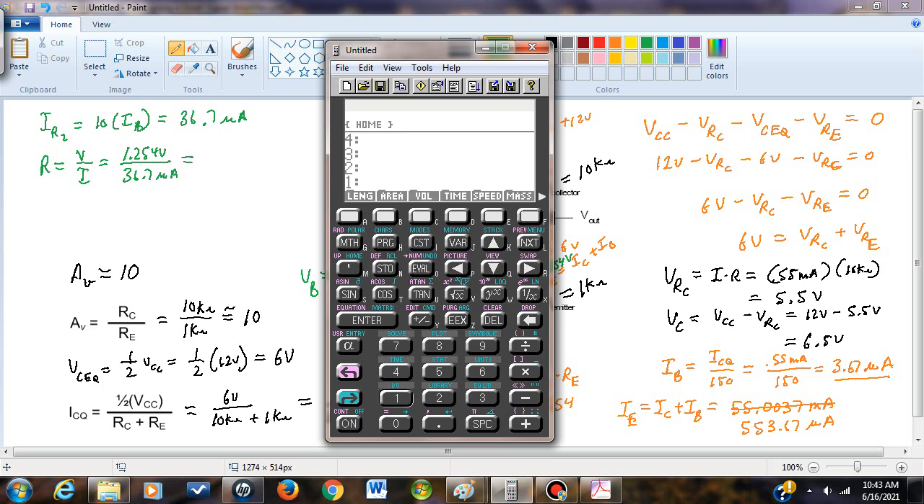So we have 1.254 volts divided by 36.7 microamps. And we're going to get a value of about 34.1 K. About there. Actually, we could probably round that to 34.2 K ohm. So that's the value for resistor number 2, for R2.